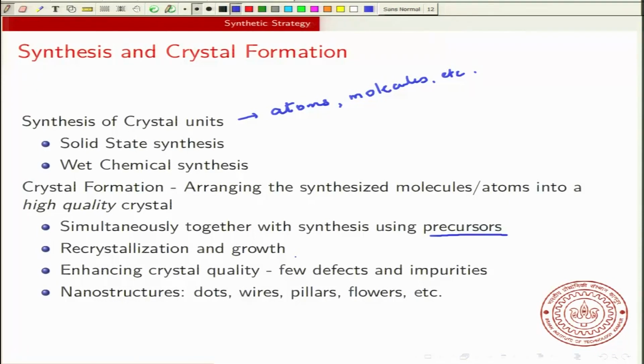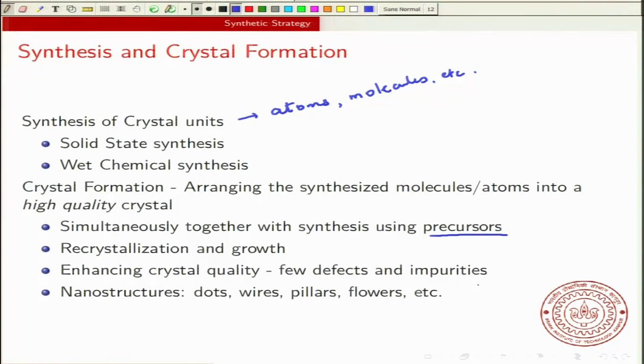Okay. And what this does is we use this term that it enhances the crystal quality, and what we mean by this is that the crystal that is formed has very few defects and impurities. We will discuss defects and impurities later, but I just wanted to distinguish the step where you synthesize the constituents of the crystal and where you make the crystal high quality.